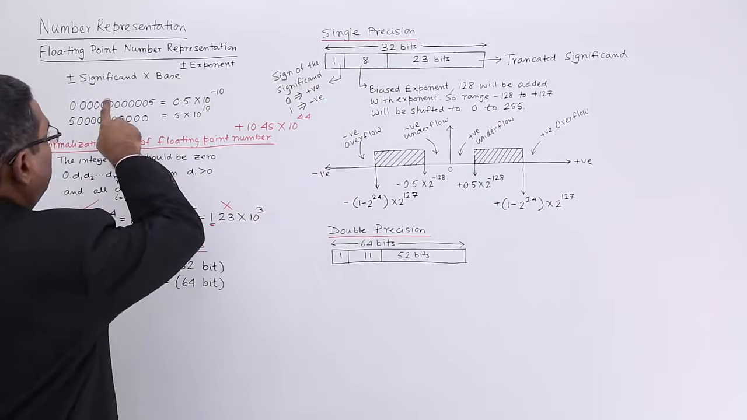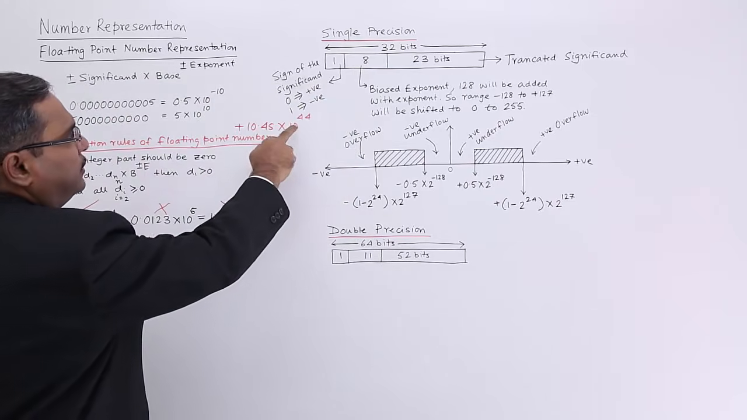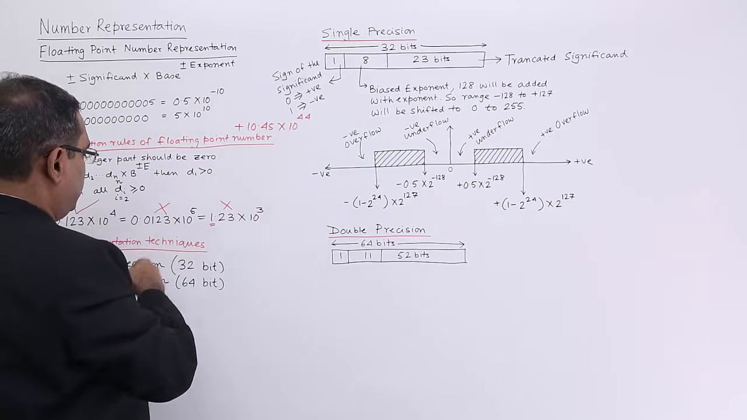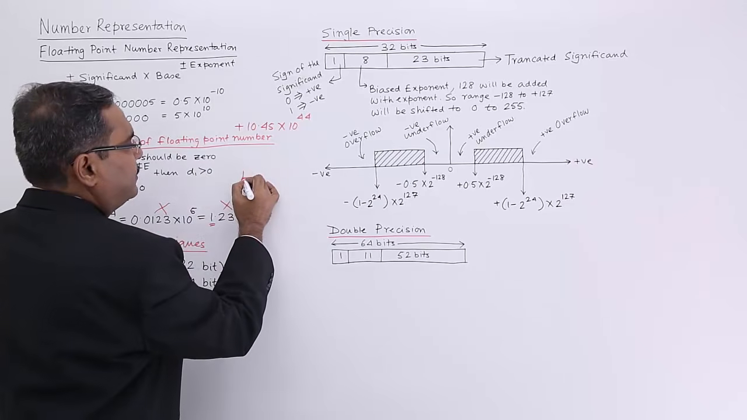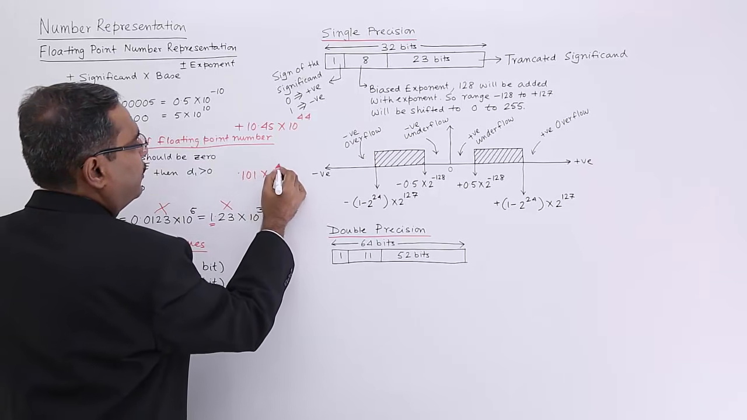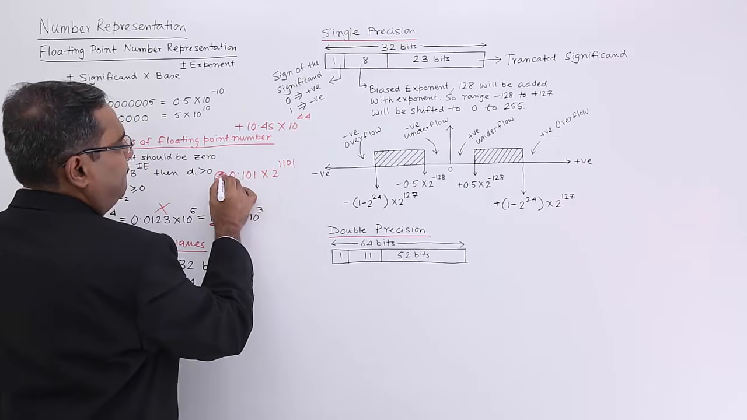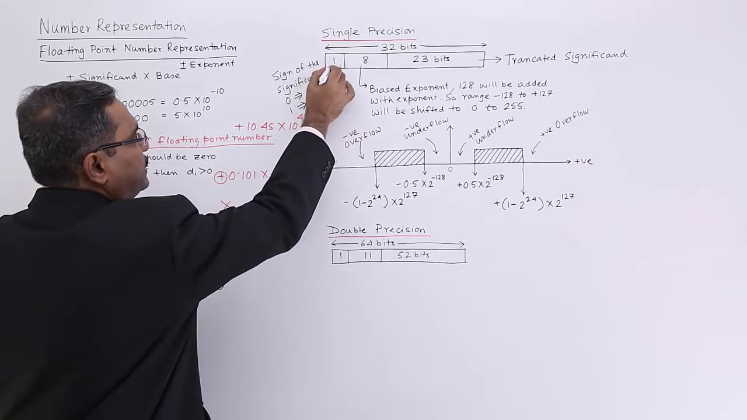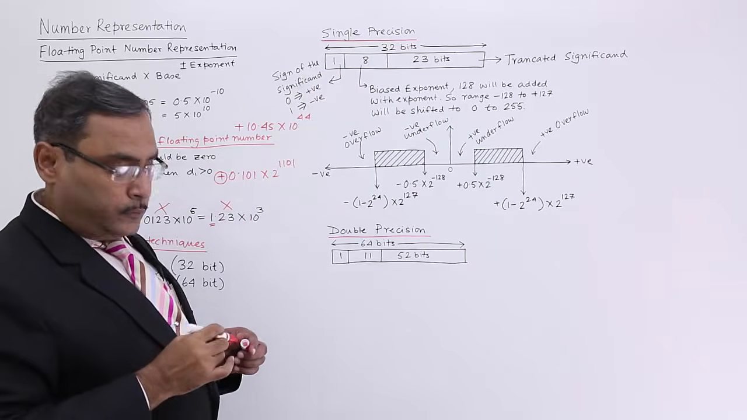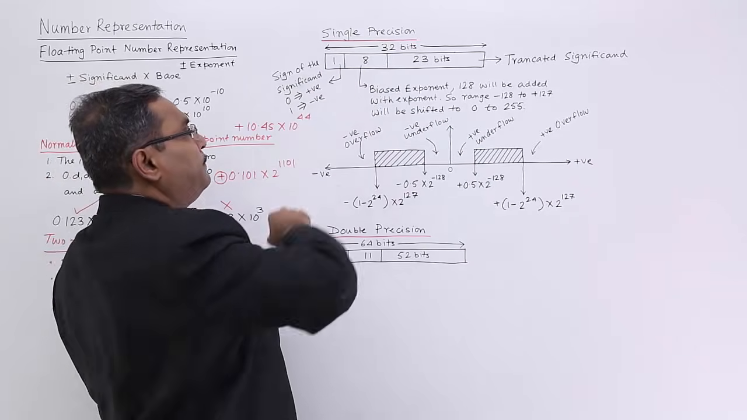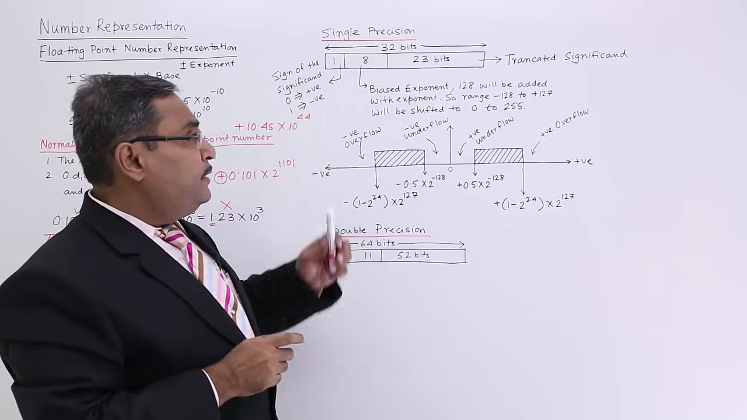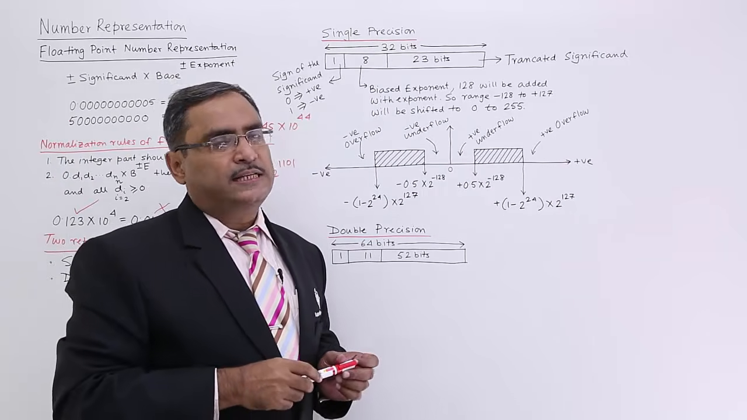So, here you see, I have written this one. In case of binary, if I write, say, 0.101 times 2 to the power of 1101. As this particular sign is positive, this bit will have the value 0. Good. Next one is the 8 bits. These 8 bits will be known as the biased exponent.